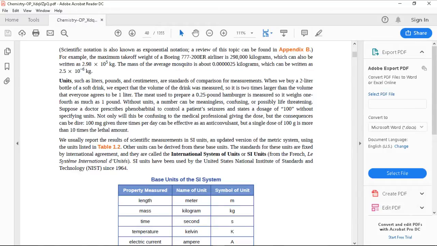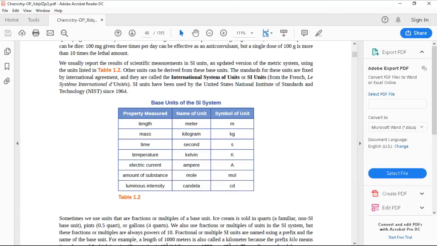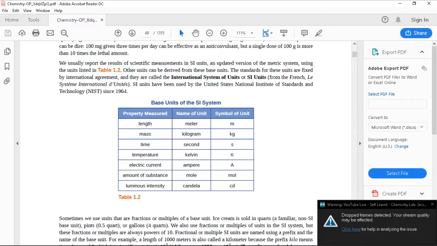I'll just do a quick overview. It talks about scientific notation and units, obviously. Units such as liters, pounds, and centimeters are standards of comparison for measurements. And then it talks about the SI system, the International System of Units, from the French Le Système International d'Unités.